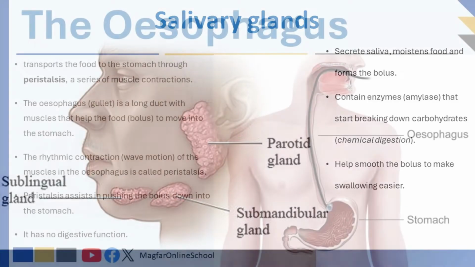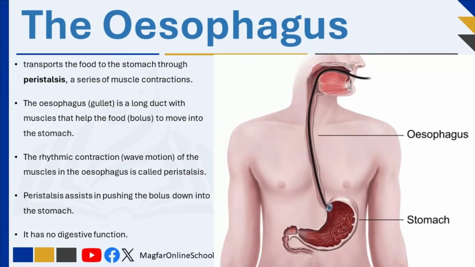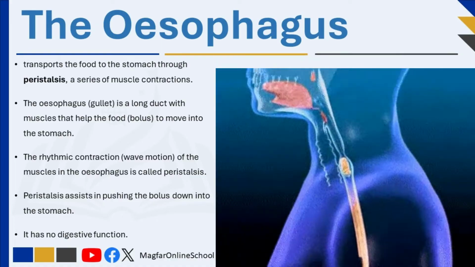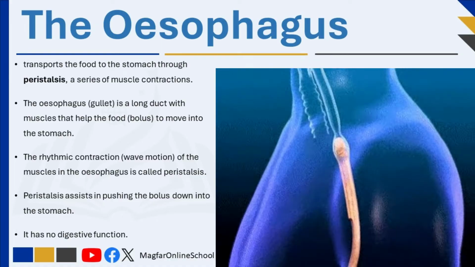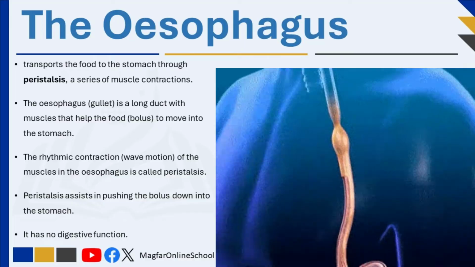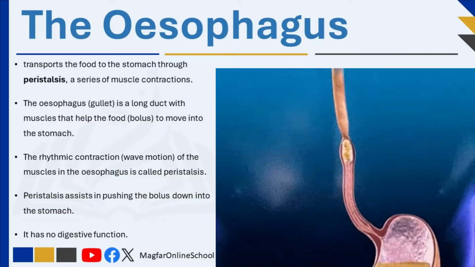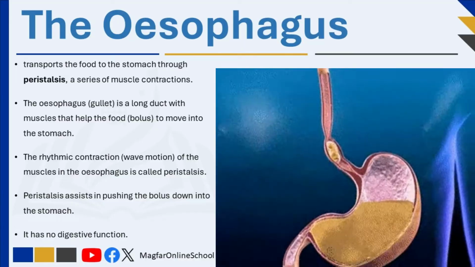esophagus. The esophagus, also known as the gullet, plays a crucial role in transporting food from the mouth to the stomach. It is a long, muscular tube that does not digest food but simply acts as a passageway. When we swallow, food is pushed into the esophagus, where it is moved toward the stomach through a process called peristalsis. Peristalsis is a wave-like motion created by the rhythmic contraction and relaxation of the muscles in the esophagus.